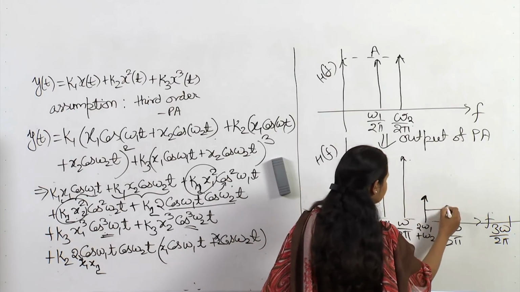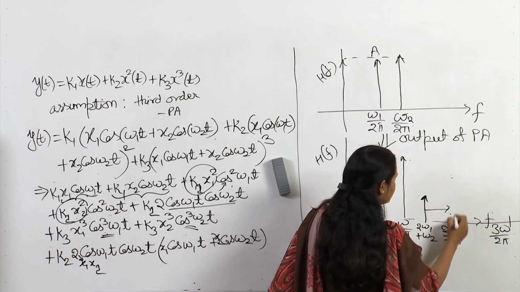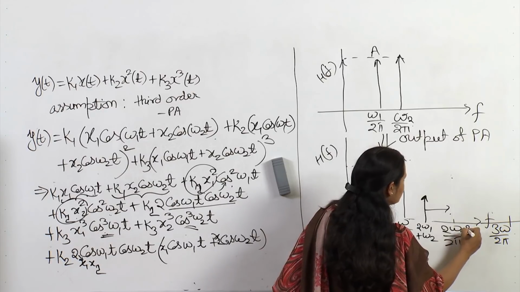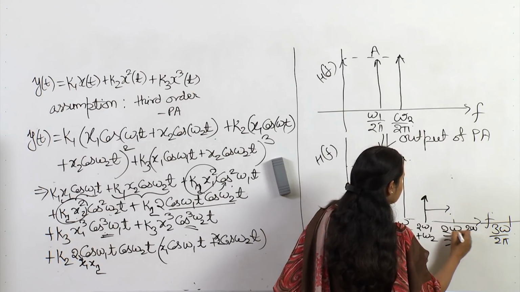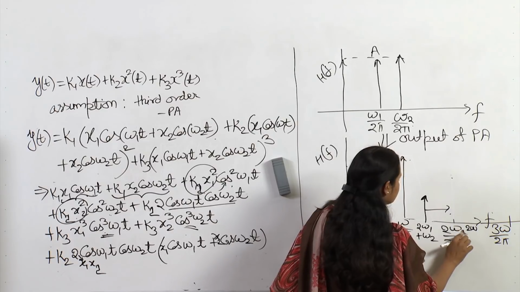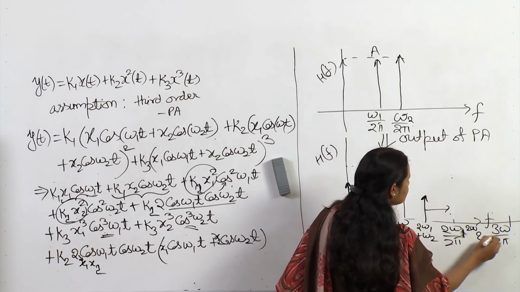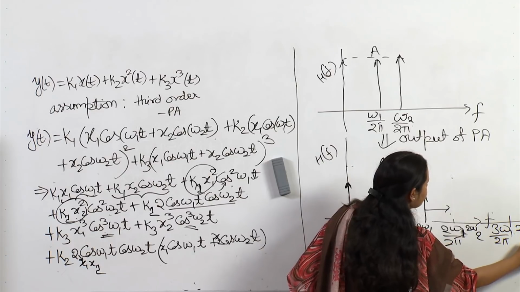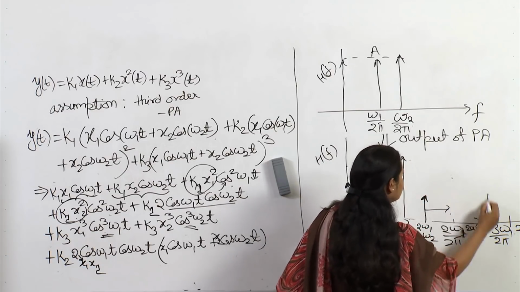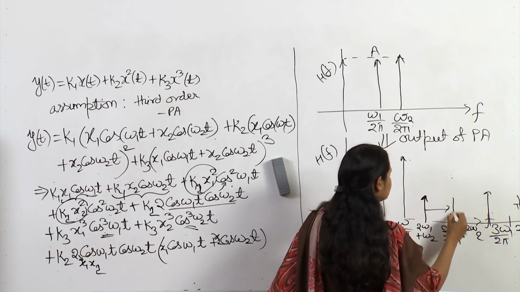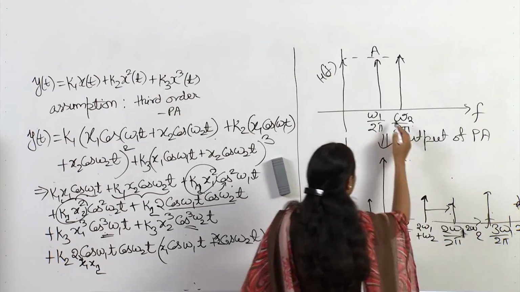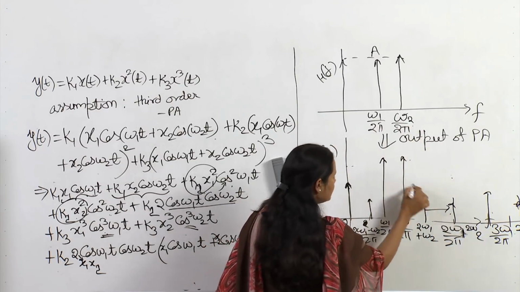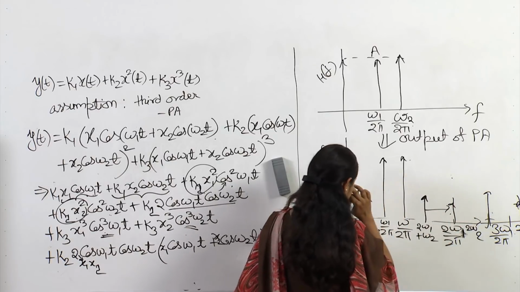In fact, it will be much farther away, and then you will have 2 omega 2 terms. 2 omega 1 will be before that, and then 3 omega 1 and 3 omega 2 terms, and all those terms will be appearing here. So, as you can see, a 2 tone signal has a higher number of distortion products.